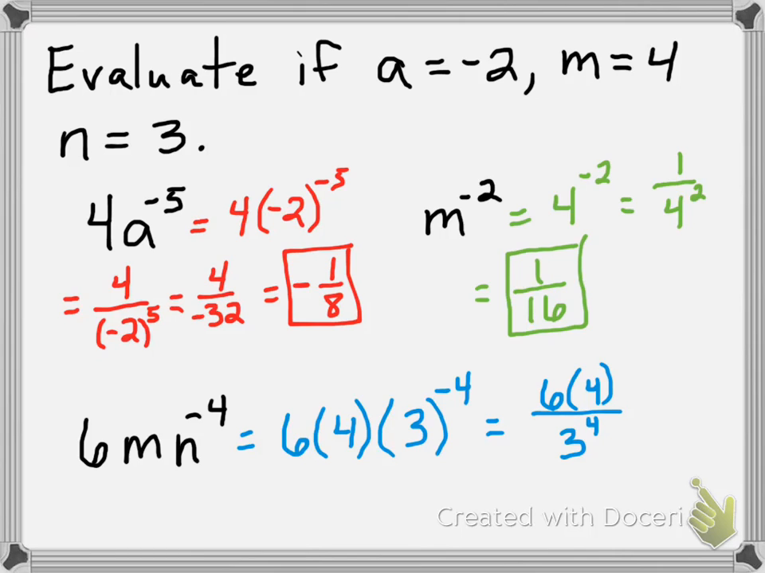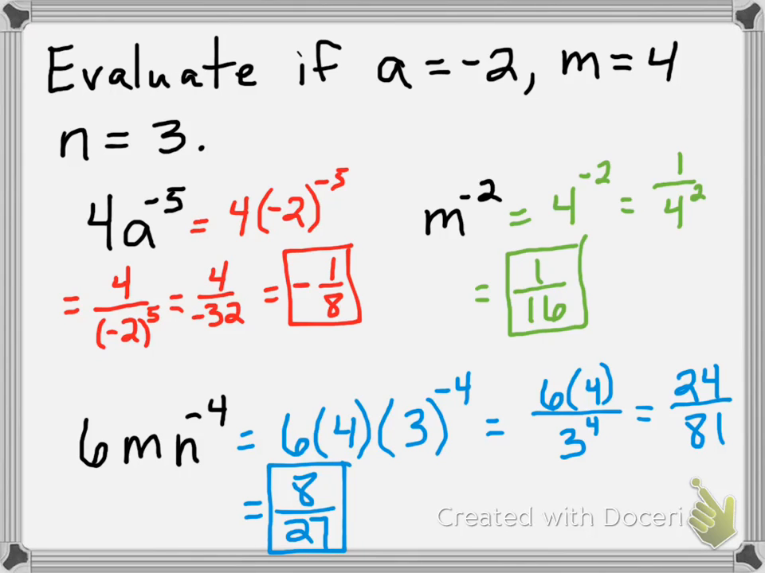Okay, now I know that 6 times 4 is 24, and I know that 3 to the 4th power is 81. So then my last step is just to simplify. So I recognize that 3 goes into both of these. So 3 goes into 24 8 times, and 3 goes into 81 27 times. So that's my answer to the last one.